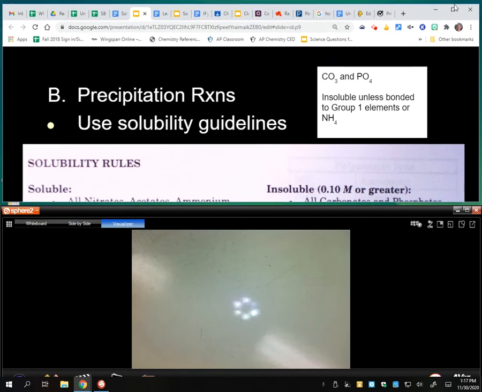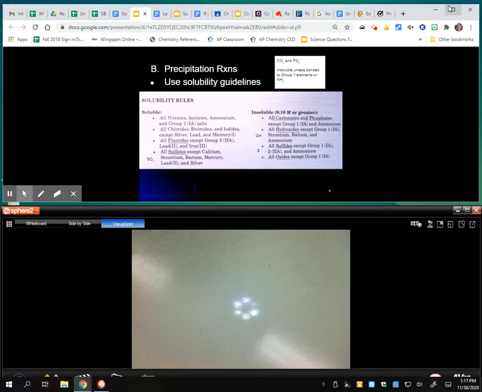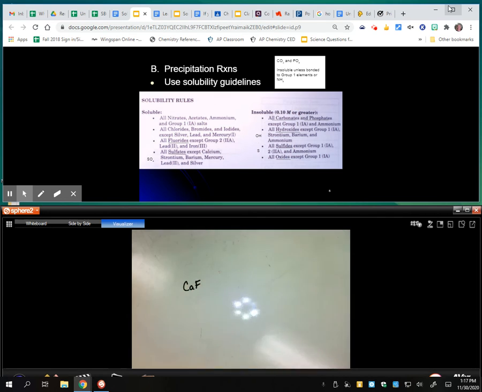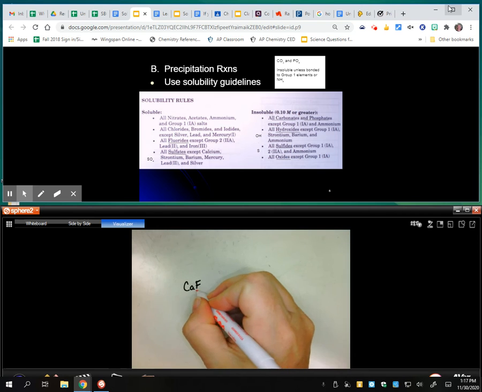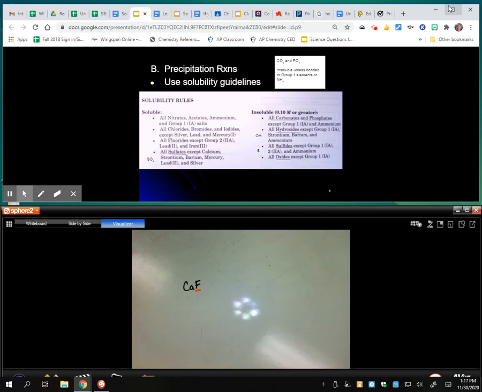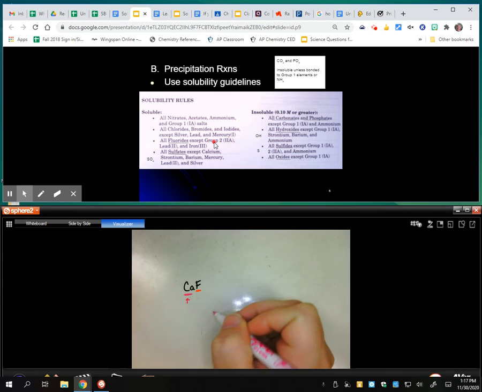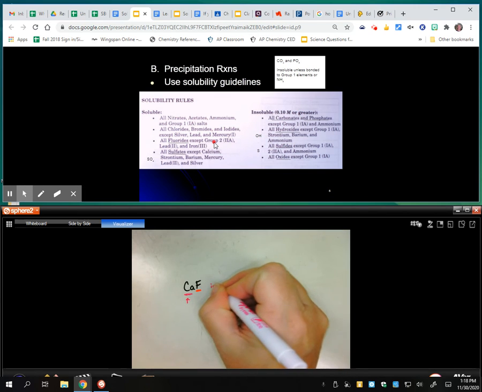And let's see, here we go. All right, so if I have CaF, I'm going to look that up by the last thing, which is my anion. Here is a fluoride, and I find fluorides right here. So it's in the soluble category. All fluorides are soluble, except if it's bonded to something in group 2. And you know what? Calcium is a group 2 element. So this is insoluble.